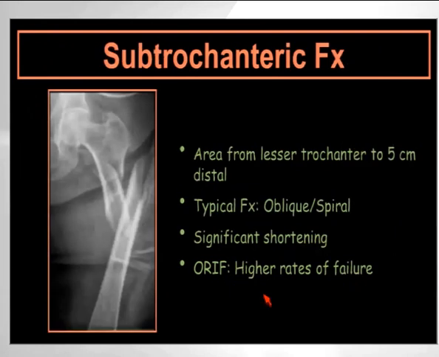Subtrochanteric fracture: any area beyond the lesser trochanter to 5 centimeters distal is considered subtrochanteric. Subtrochanteric fractures are usually comminuted, they are spiral, and typically there is significant shortening because there is a lot of overlapping. And these are hard to fix too. So obviously these fractures you would never miss.